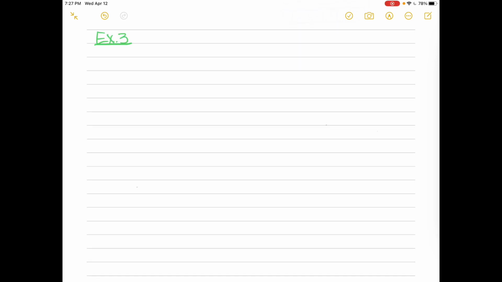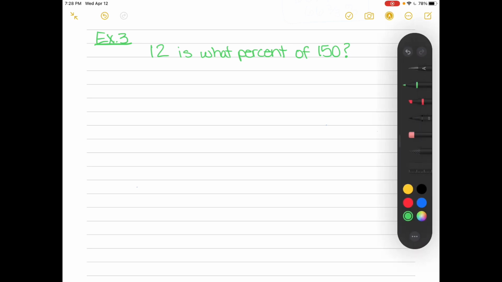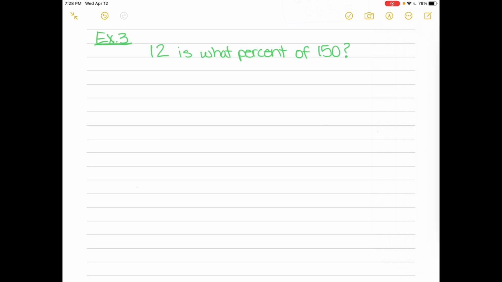Example 3 is: 12 is what percent of 150? So this is worded a little bit different than the other ones. The other ones started with what percent of something is something. But this one is 12 is what percent of 150. So if you know how to write an equation, you're just following the words. That's all you're doing. So when I look at this, I look for the word is because I know that's going to be my equal sign.